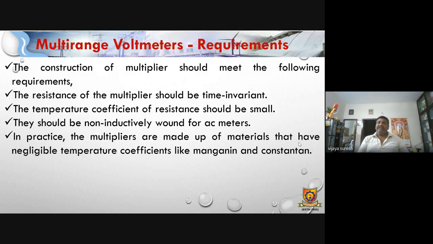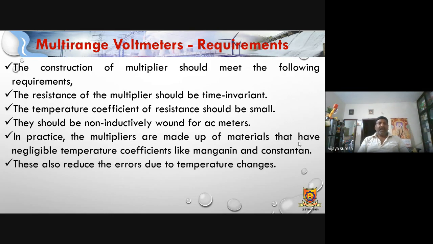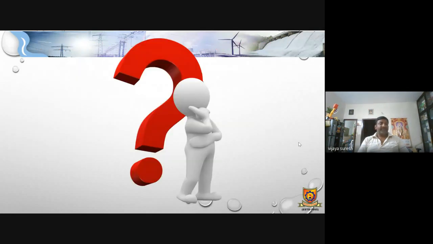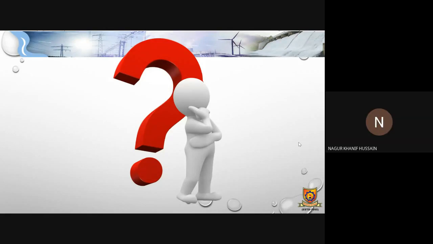In practice, multipliers are made up of materials that have negligible temperature coefficients, like manganin or constantan. So R1, R2, R3, R4 can be made of such materials, manganin or constantan, because they have a low temperature coefficient and are time invariant, and they also reduce the errors due to temperature changes. And this is about the voltage multipliers for extending the range of meters.